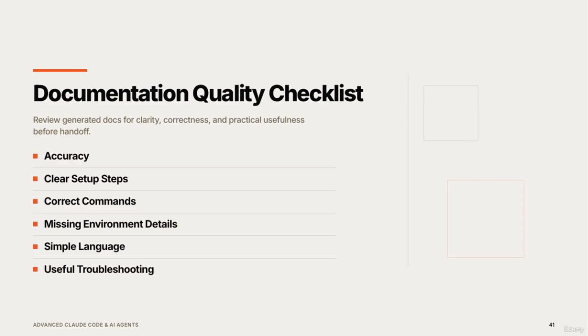Using simple language is another key point. It helps make the documentation accessible to a wider audience. Finally, including useful troubleshooting tips can save time and frustration when problems arise. This checklist is especially important when working with advanced tools like Claude Code and AI agents to maintain a consistent and professional level of documentation quality.